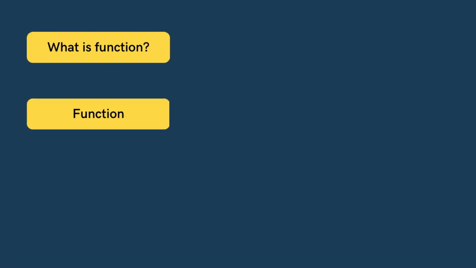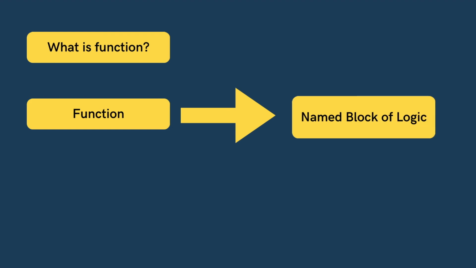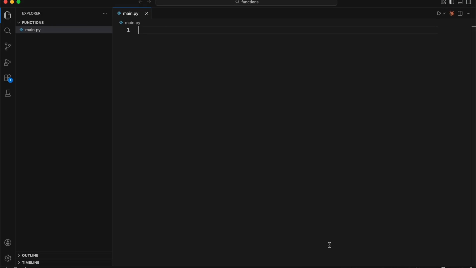A function is a named block of logic. You define it once and you reuse it everywhere. Let's understand basic function structure. I am in VS Code. First, I will define a basic function using the def keyword. This keyword is used to create a function.